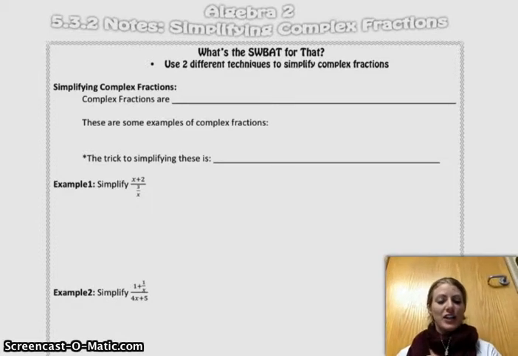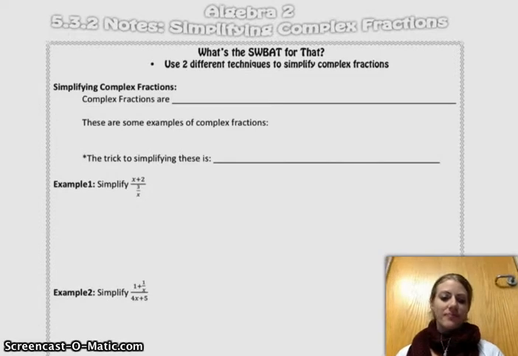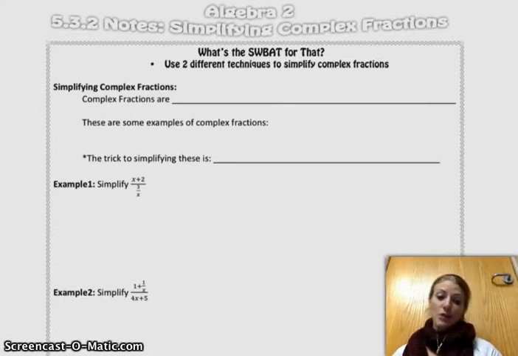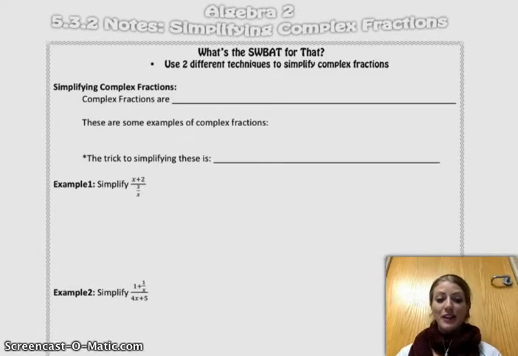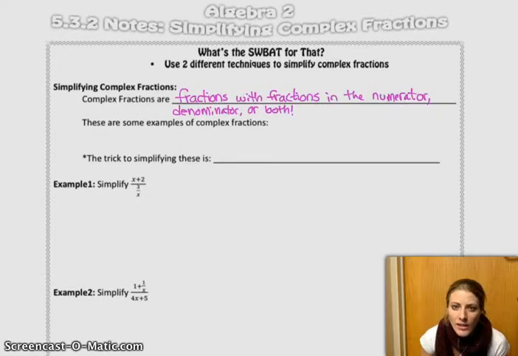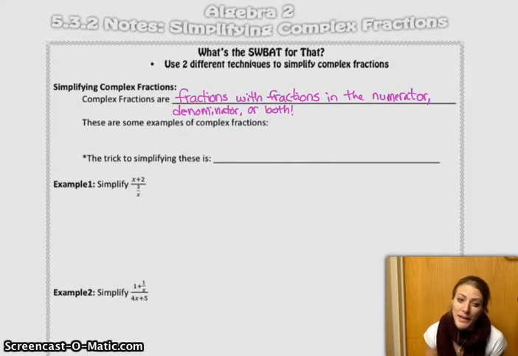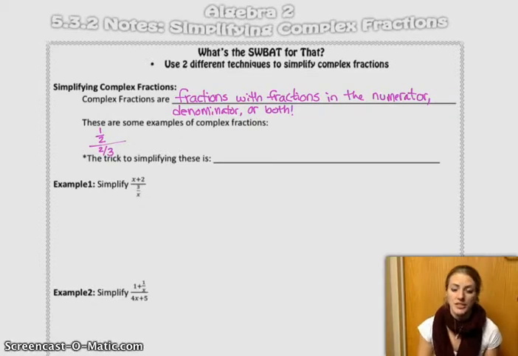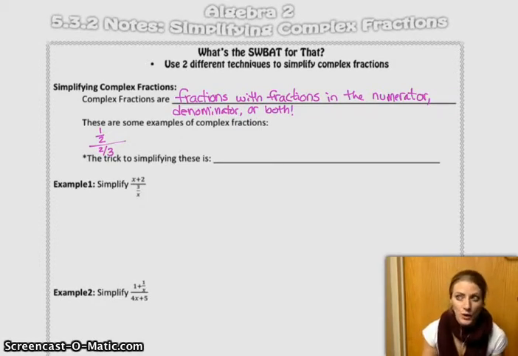So, we have complex fractions. What is a complex fraction? A complex fraction is basically a fraction that has fractions in the numerator or denominator or both. It's a fraction within a fraction. Some examples might be a half divided by 2/3, a half over 2/3. Or if we're talking about rational expressions, it could be something like 1 over x plus 1 over x plus 3.